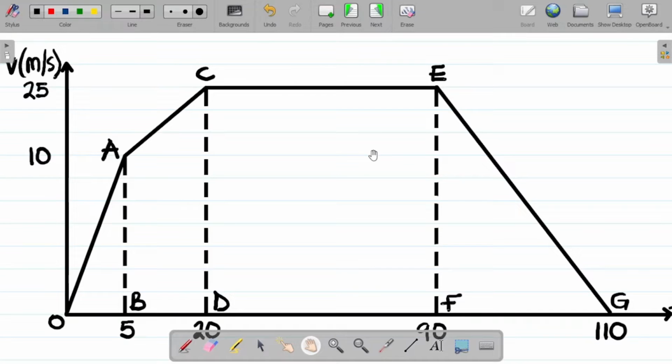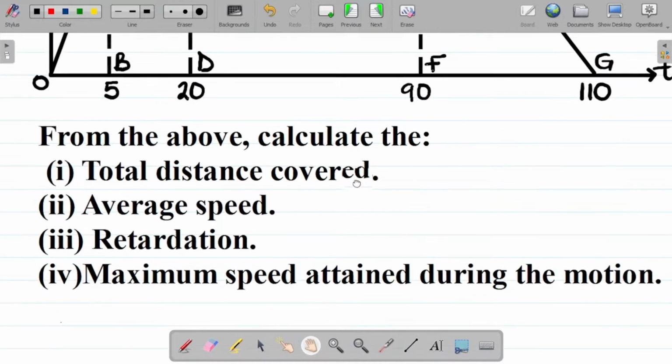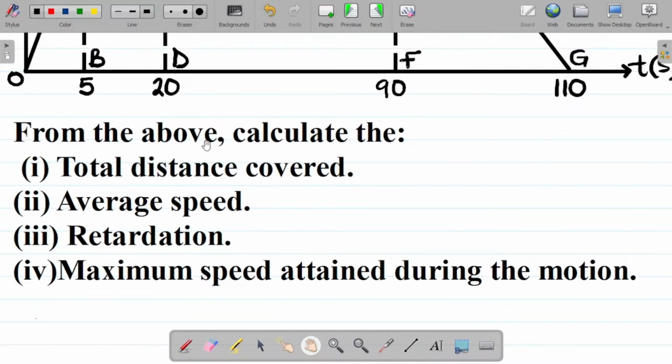So in this video, we'll be trying to solve this question on the VT graph, okay? So you're given this VT graph here, and the questions include: number one, from the above VT graph, calculate the total distance covered; number two, the average speed; number three, the retardation; number four, the maximum speed attained during the motion, okay?